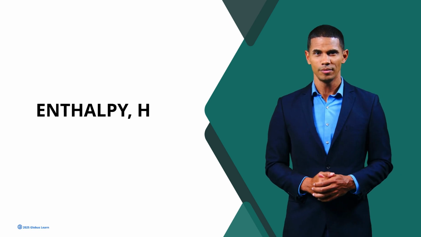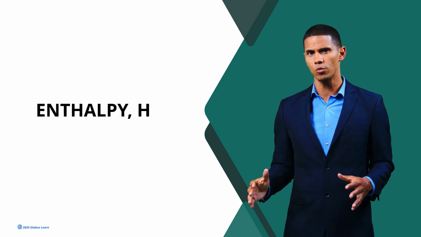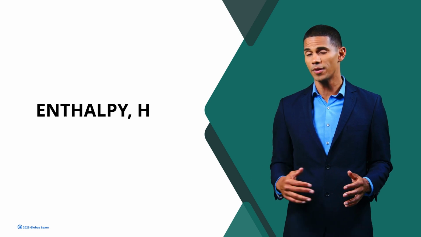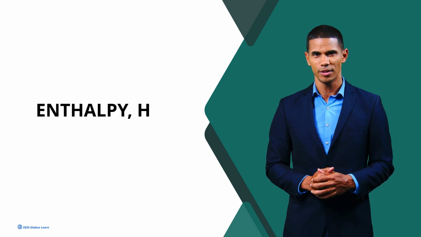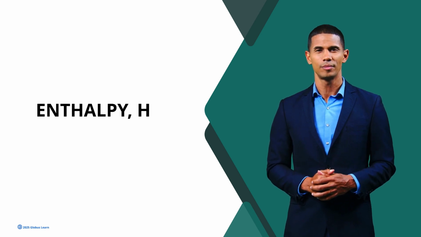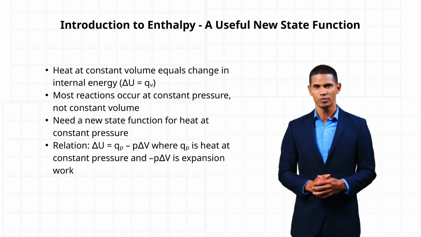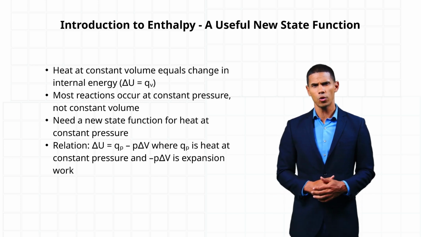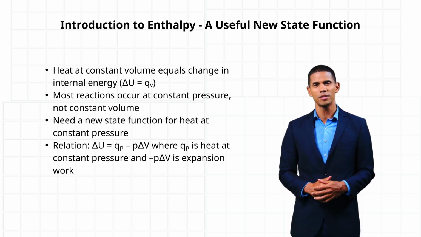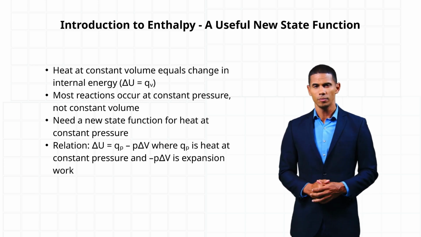Hello, brilliant learners. Imagine performing a chemical reaction in your school lab, not in a rigid sealed container, but in an open test tube, at constant atmospheric pressure. Previously, we learned that the heat absorbed at constant volume equals the change in internal energy, which is delta U equals Q sub V. But guess what? Most real chemical reactions don't happen in sealed volumes, but rather at constant pressure. So, we need a new way to understand heat in these circumstances.